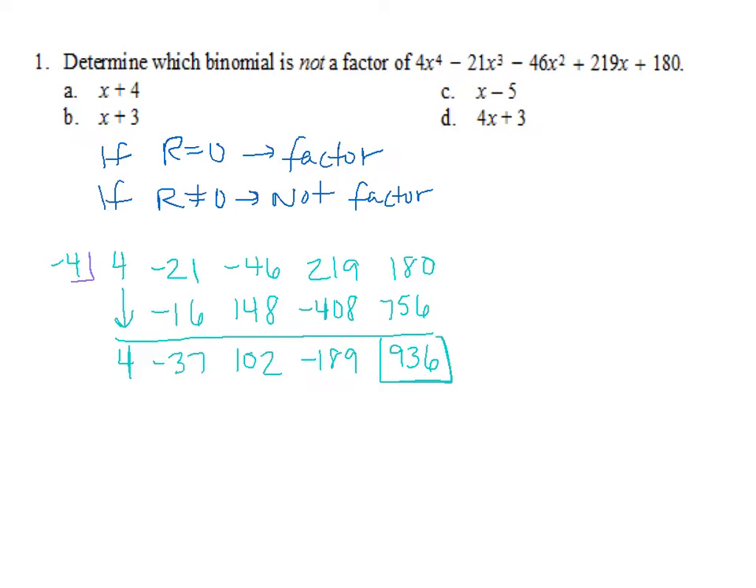So this means that x plus 4 is not a factor. And then you could go back and check each of these other B, C, and D options, and your remainders will be 0 for all of those because those are 3 factors. X plus 4 is the only one that is not a factor, and we know that because of this remainder here.